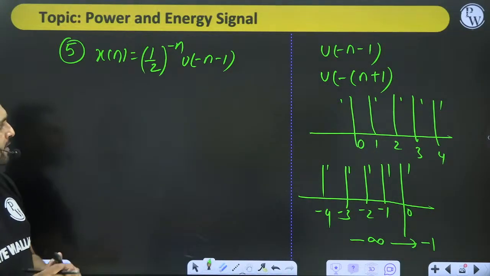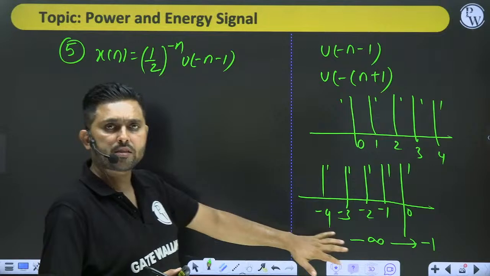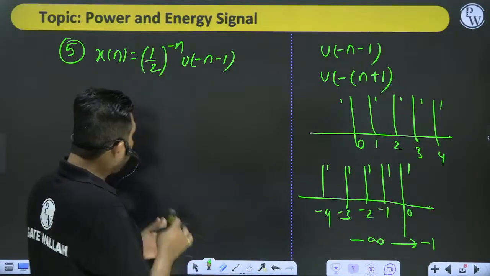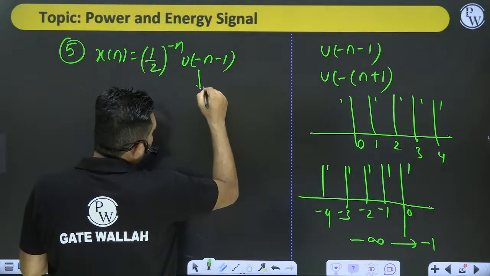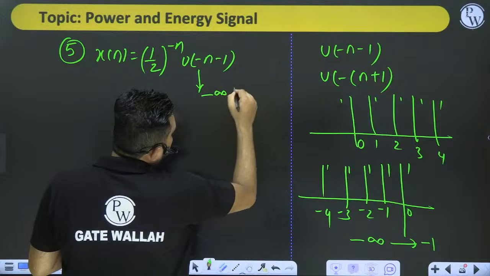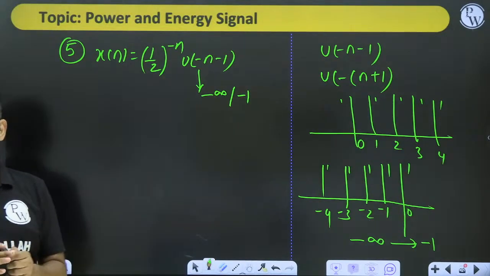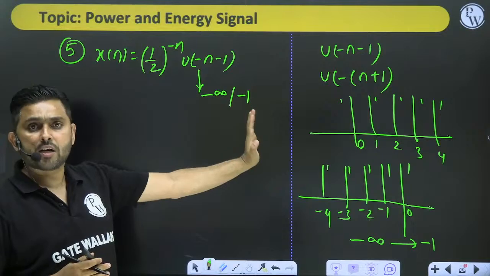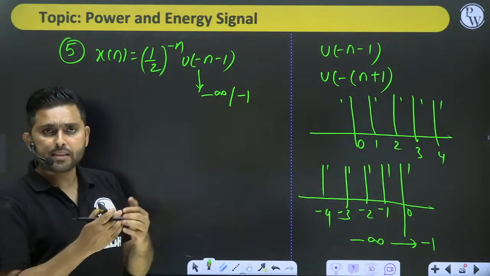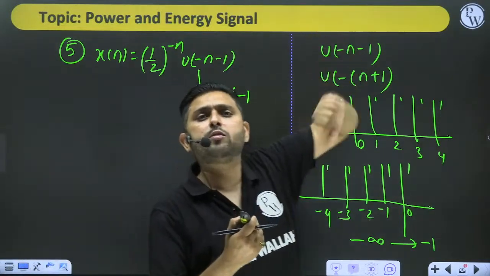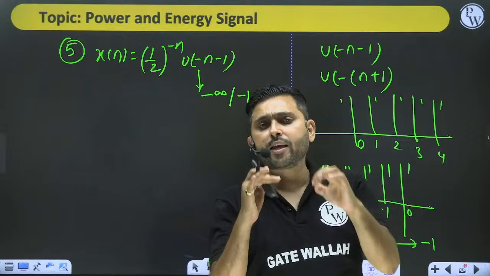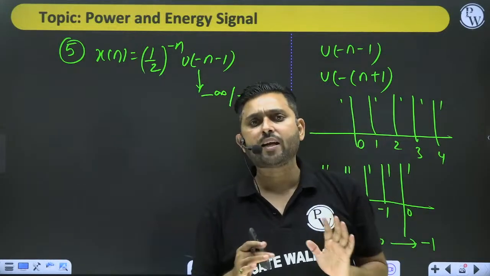So what I am saying is that, listen carefully, let's plot this function. The limit for this one is minus infinity to minus 1. First let's check whether this series will converge or not. Converge means whether the value is not going towards infinity, that is, it will give you a finite value, or it will give you an infinite value somewhere.